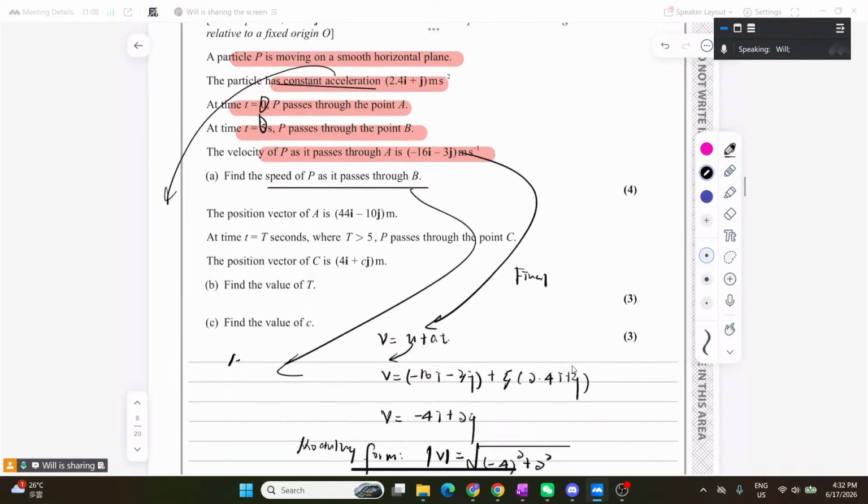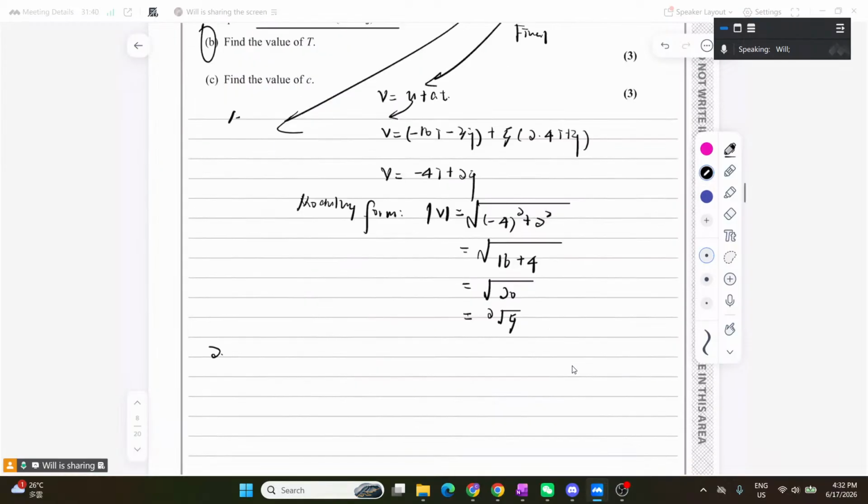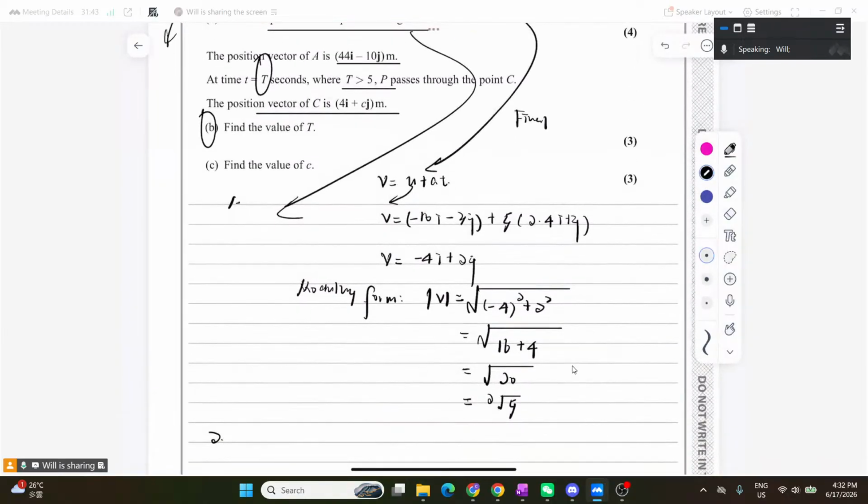Question B is that the position vector of A is 44i minus 10j, in meters. At time t seconds, where big T is greater than 5, P passes through the point C. The position vector of C is 4i plus cj. The first one, we need to find the value of t. Think about how to find the value of t, and you tell me.